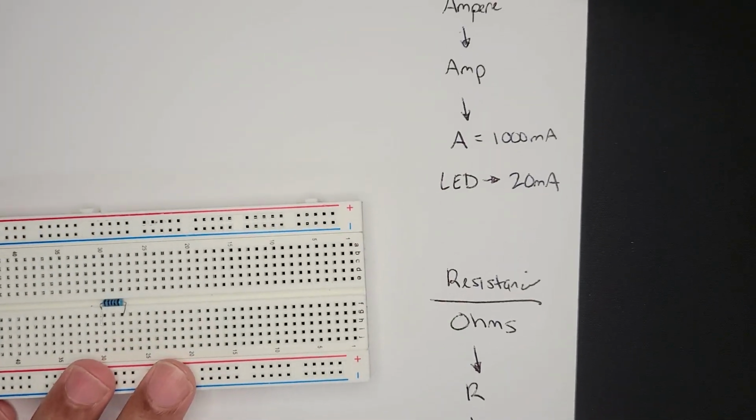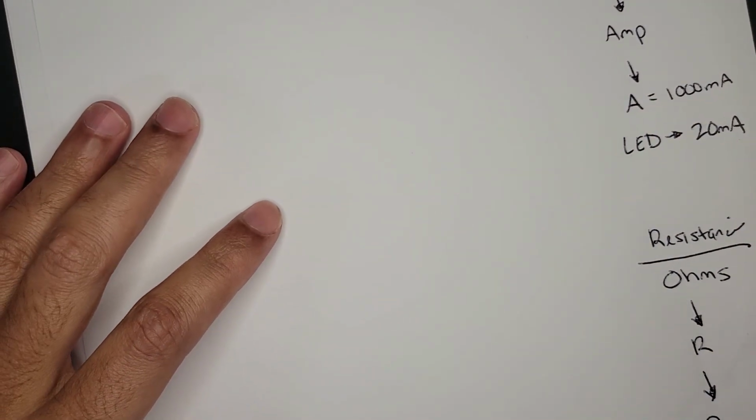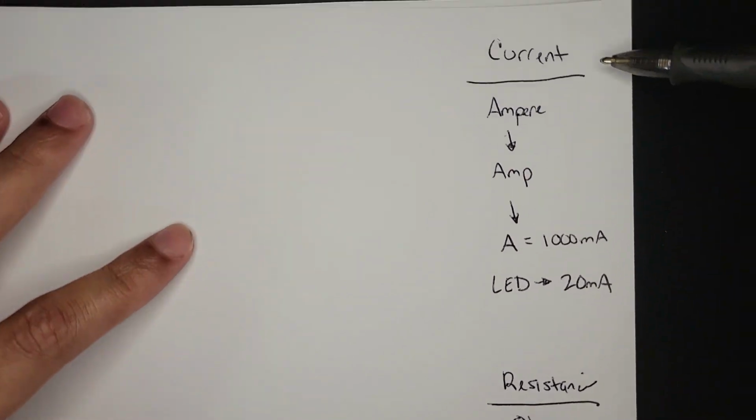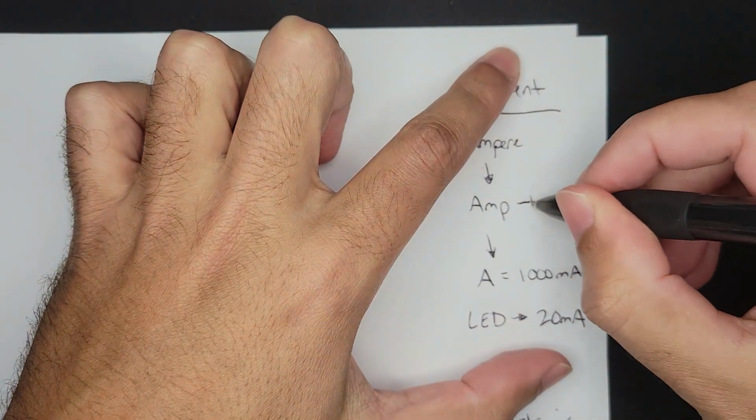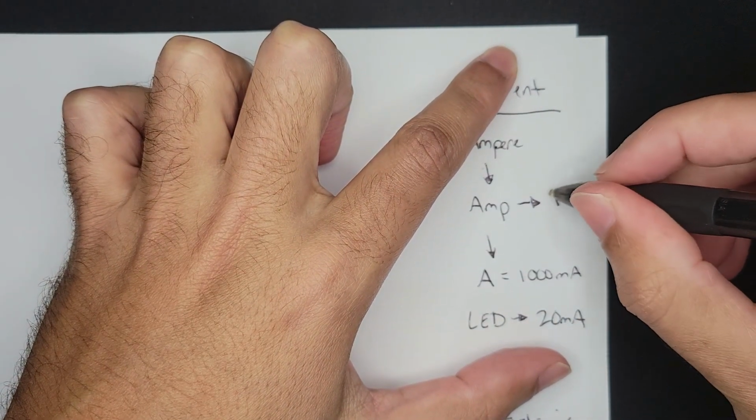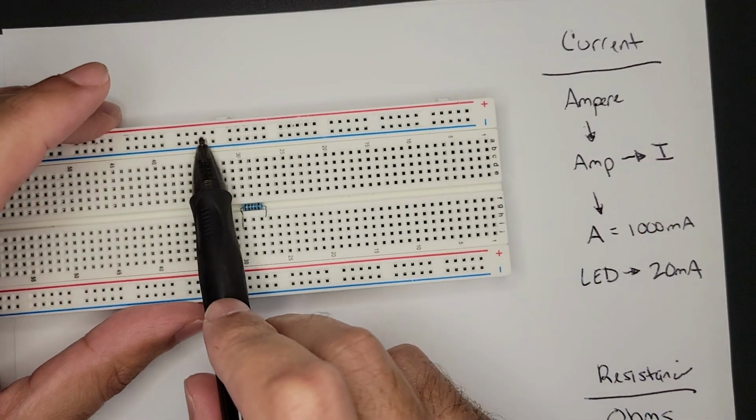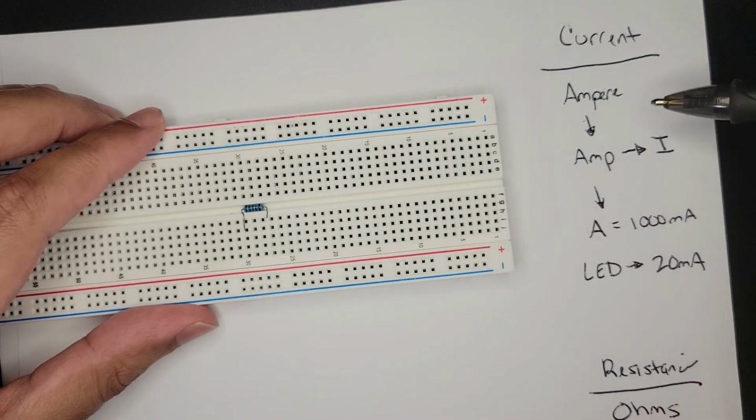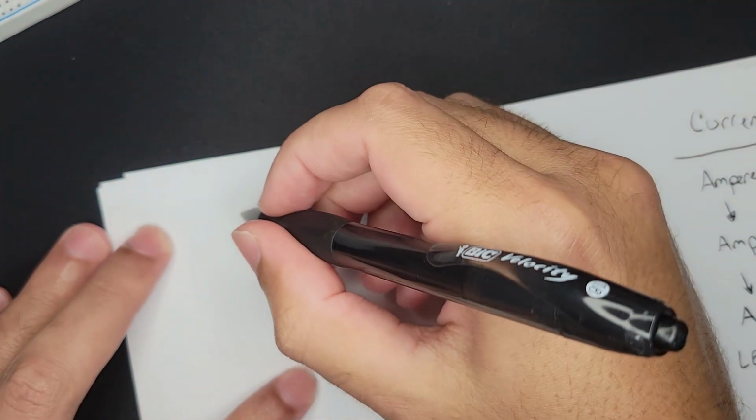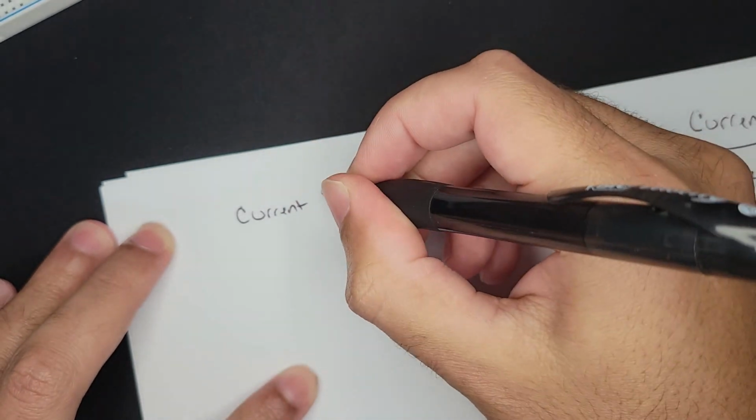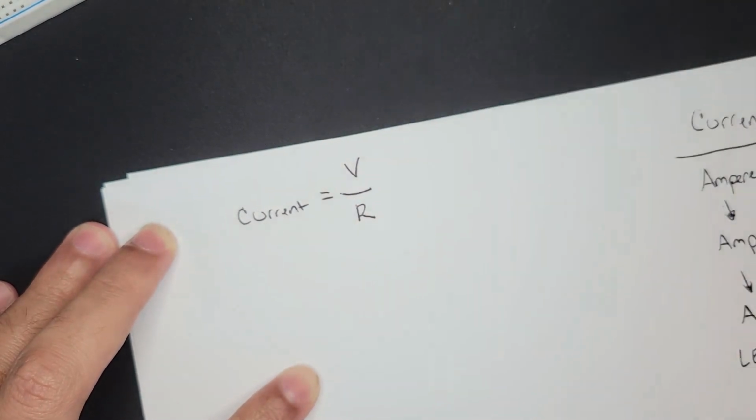Then it's going to give us our current. By the way, the current, for some reason, the abbreviation when we're dealing with it in formulas is I. I don't really know why. But anyway, what we need to do is figure out if we have our 3 volts here and we have our 1,000 ohm resistor, how much current is going to flow. So the way that we do this is we'll put current is equal to the voltage divided by our resistance.